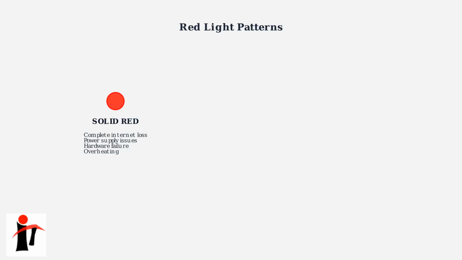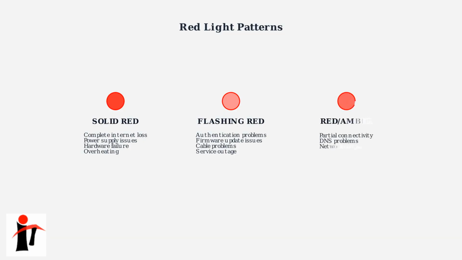A solid red light typically indicates complete internet loss, power supply issues, hardware failure, or overheating protection being activated. A flashing red light usually points to authentication problems with the EE network, firmware update issues, cable connection problems, or a service outage in your local area. An alternating red and amber light suggests partial connectivity issues, DNS resolution problems, or network congestion affecting your connection quality.